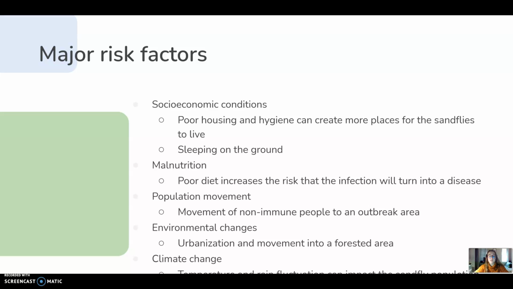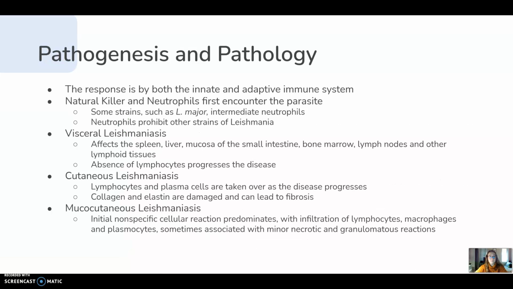So major risk factors that lead to getting this disease include poor socioeconomic conditions, such as poor housing and hygiene, that can lead to more places for the sandflies to live near you, as well as sleeping on the ground, which increases the risk of getting bitten. Malnutrition, so poor diet, increases the risk of infection. Movement of population into an outbreak area. Environmental changes such as urbanization and movement into a forested area. And climate change, so temperature and rain fluctuations, can impact the amount of sandfly population.